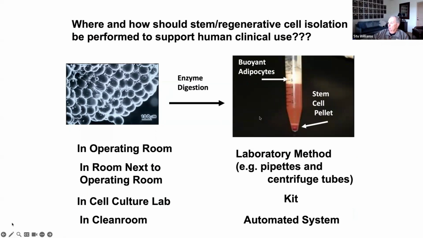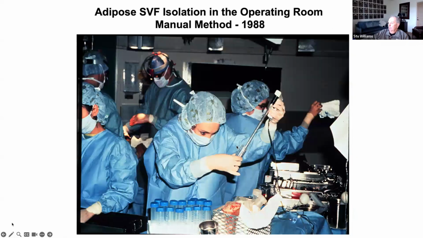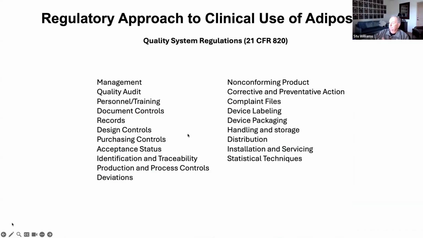And then you've got to determine what methods you're going to use. And our first method was we took the whole thing into the operating room in 88 and did the processing according to a slight modification of the Rodbell method and put it into the patients, and in this particular patient saw in vivo differentiation of these cells.